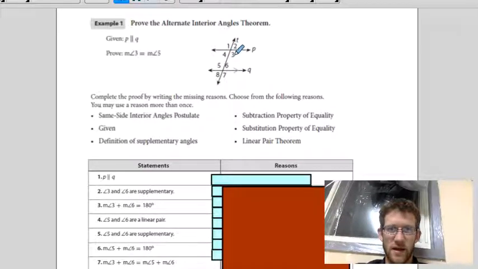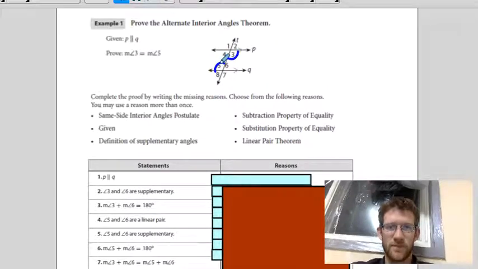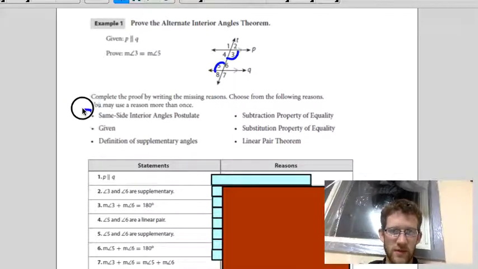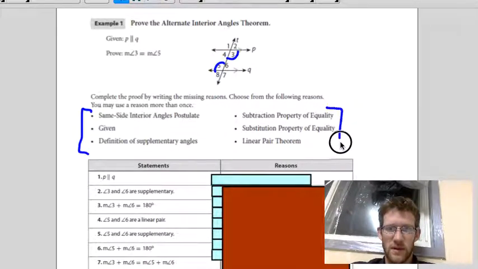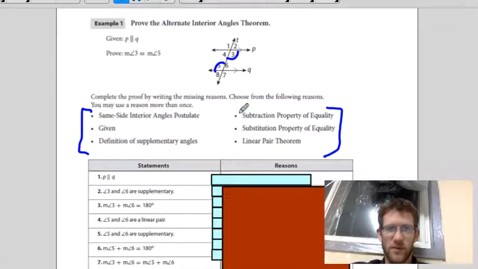So I'm just going to draw that here. We want to prove that angle 3 is equal to angle 5. That's the goal. And here are some of the things we're going to need. And the proof gets a little pedantic, but we'll go through it all.